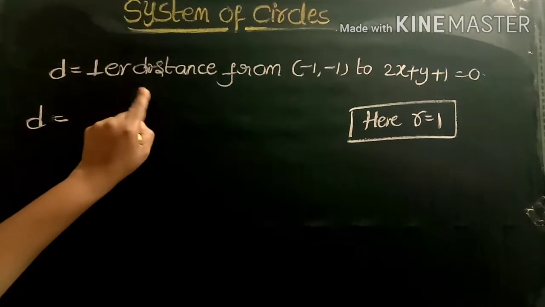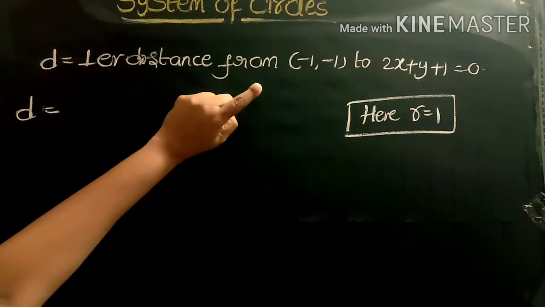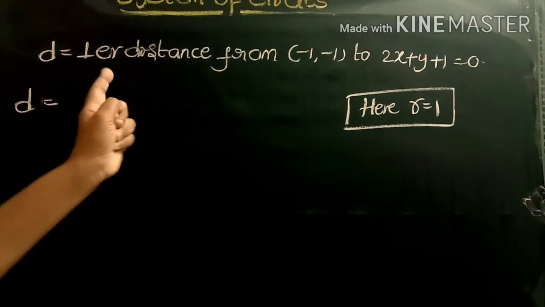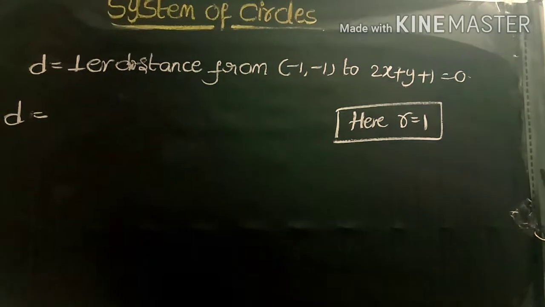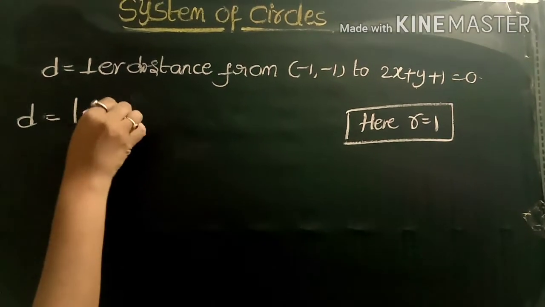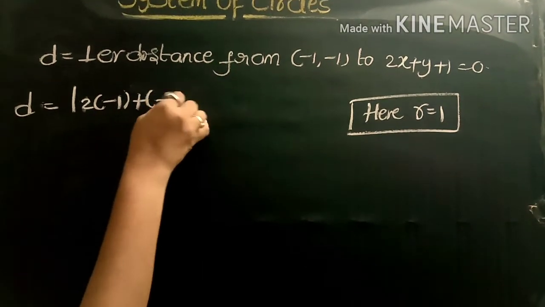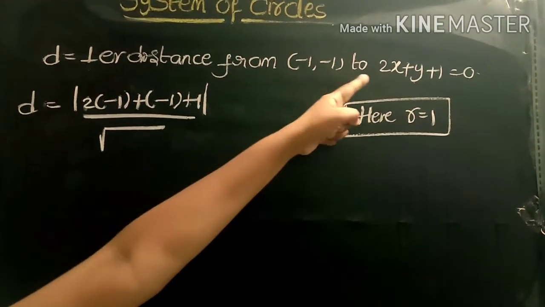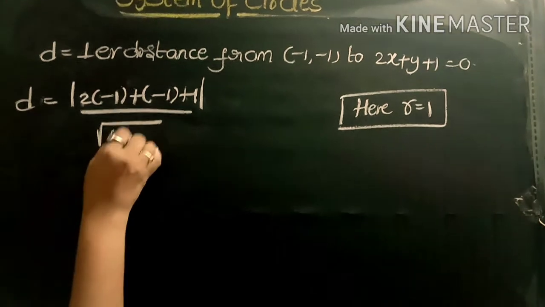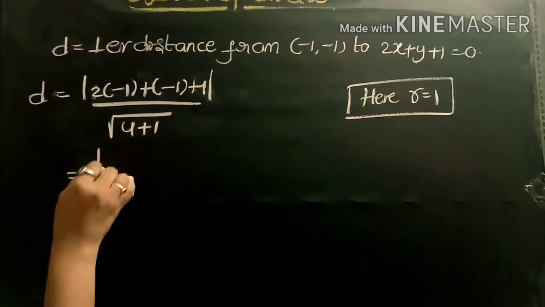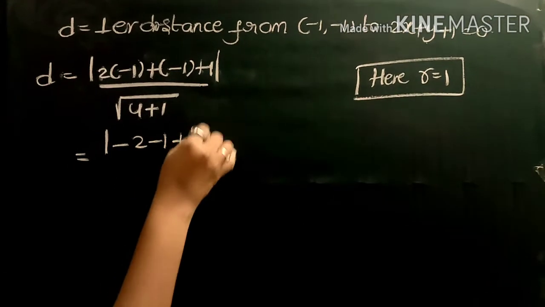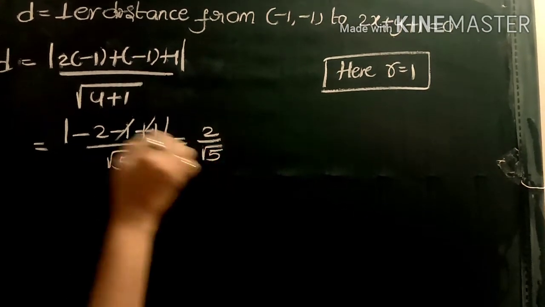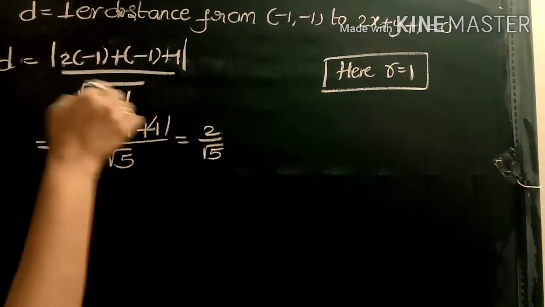Now find the d value. D is the perpendicular distance from the center minus 1 comma minus 1 to the common chord equation 2x plus y plus 1 equal to 0. Taking the perpendicular distance from this point to the line, that is under modulus, 2 into minus 1 plus minus 1 plus 1, replacing the point in the line equation, by square root of x coefficient whole square plus y coefficient whole square, 2 square is 4 plus 1 square is 1. This equals minus 2 minus 1 plus 1 by root 5, which gives 2 by root 5. Under modulus, the minus becomes positive, so 2 by root 5 is the d value.